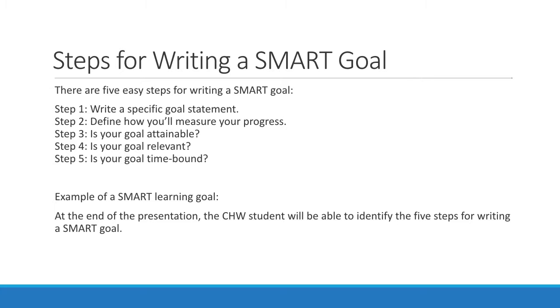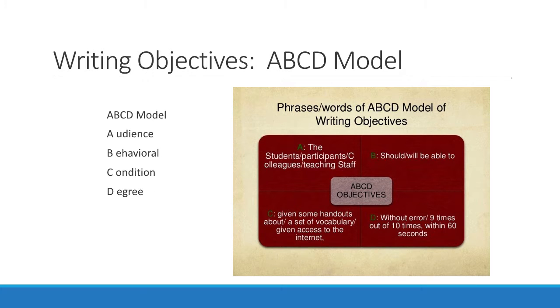is a SMART goal. Let's talk now about writing objectives using the ABCD model. There are 4 parts of an ABCD model for writing learning objectives: audience, behavior, condition, and degree.